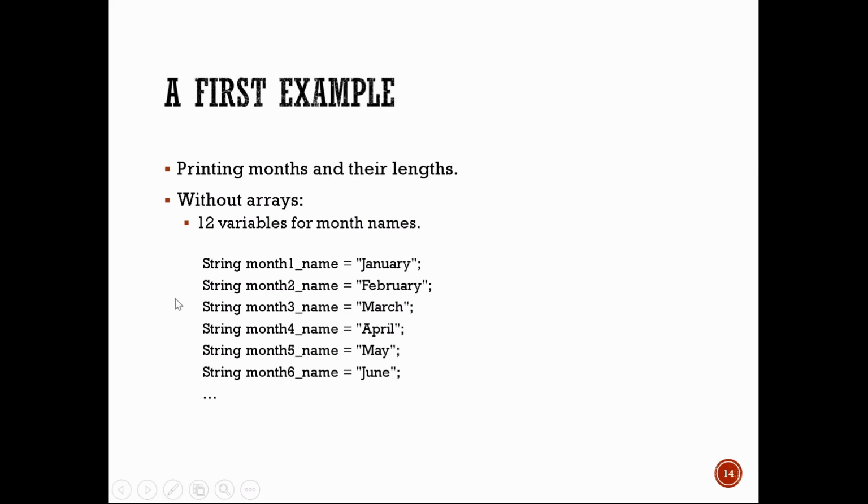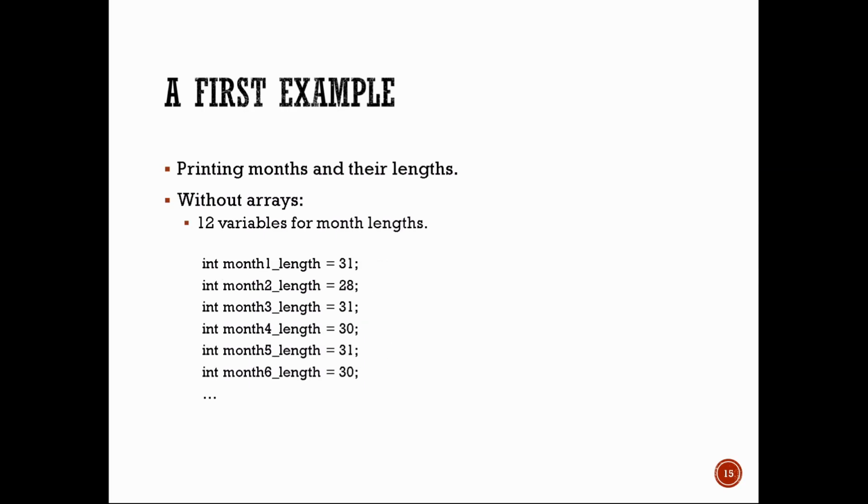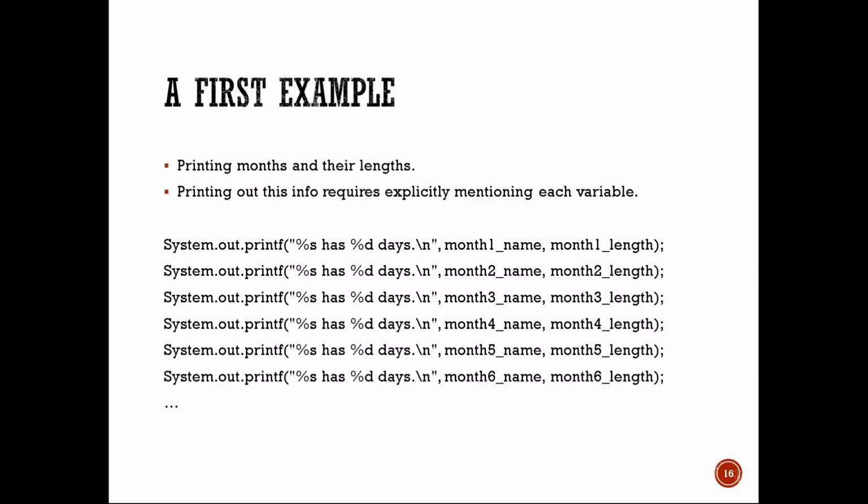First example, in printing months and their lengths, the way that we are going to do that is by creating 12 variables that will hold the names of months, and 12 variables also for month lengths. So that's how you're going to do that in a conventional or typical way of programming.